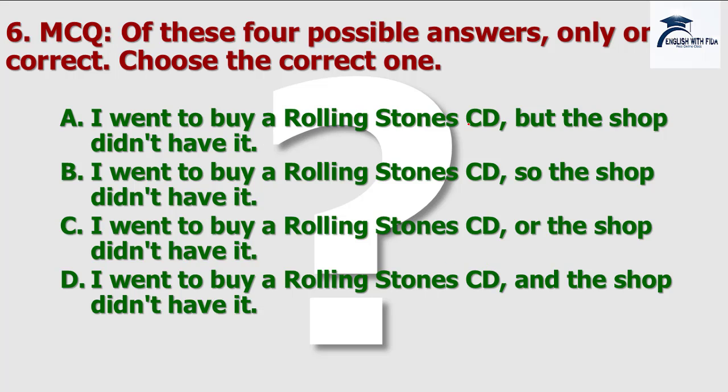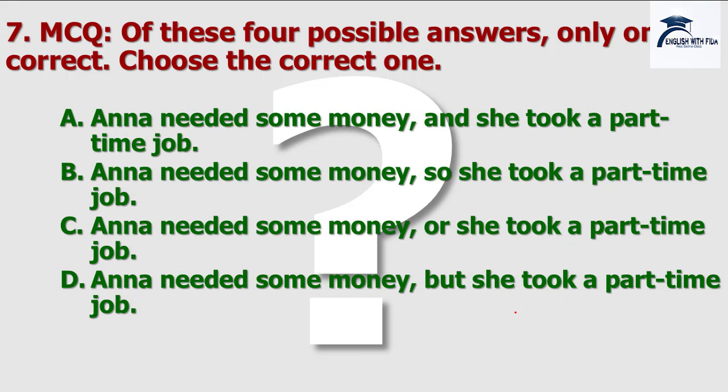I went to buy a Rolling Stone CD, but the shop didn't have it. I went to buy, but. So you can use so, because it's not a purpose, or it is not an option, and cannot be used to show addition. Anna needed some money and she took a part-time job. She needed money, so why did she do the job? Because she needed money. So both clauses have the relation of action and reason. So will be correct.